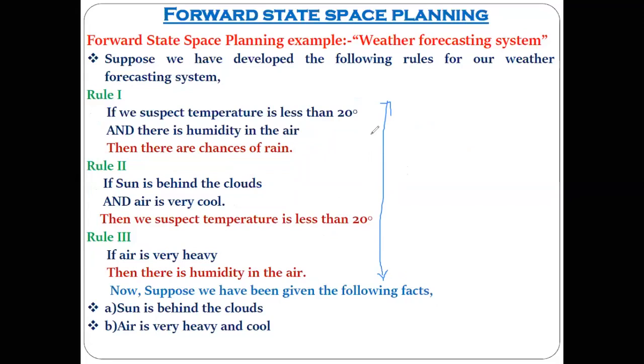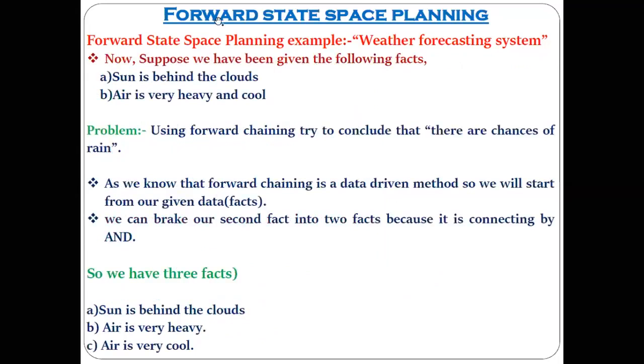For our example, in the case of forward state planning or forward state search, we try to reach the goal state from the initial state. Now these rules are given, and we have been given some facts. Two facts. Keep in mind these facts because we are going to need them in the example. First fact is what? The sun is behind the cloud. And the second fact is what? Air is very heavy and cool.